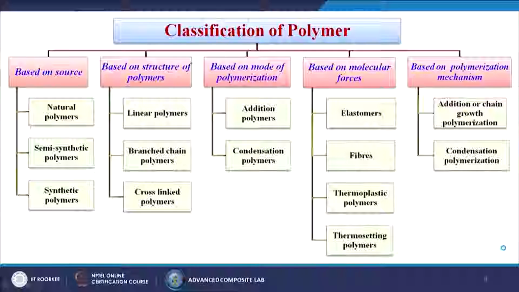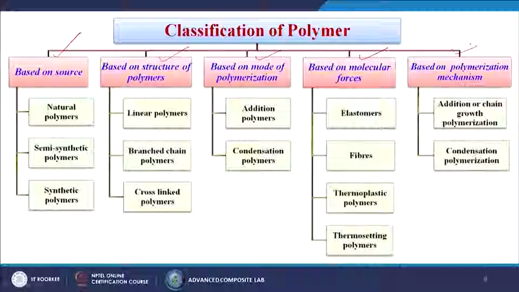So, what are the classifications of polymers? Generally we can make five broad classifications of polymers. First is based on source, then based on structure of polymers, based on mode of polymerization, based on molecular forces, and based on polymerization mechanism.